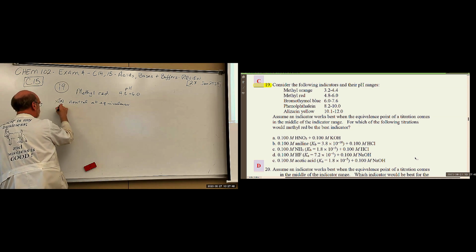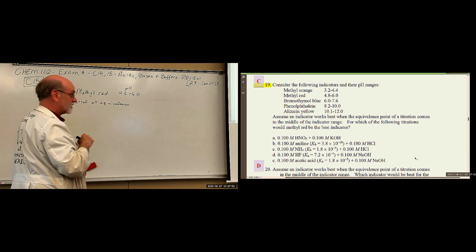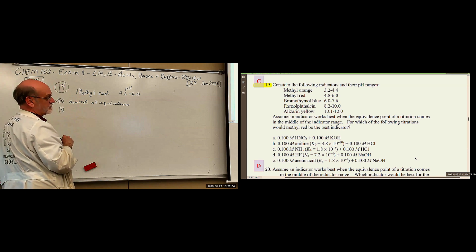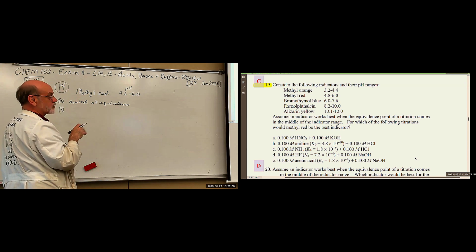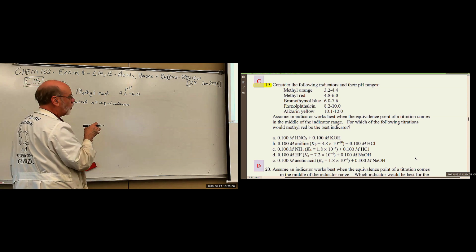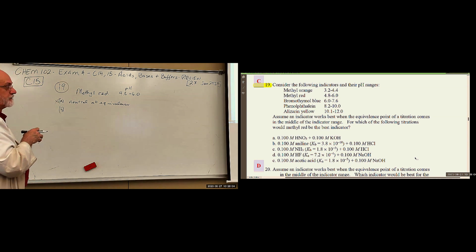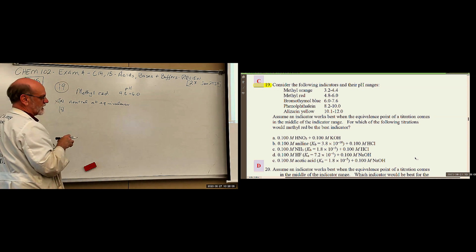How about B? Aniline and HCl. Well, okay, we're going to titrate aniline with HCl. So where does it change pH? That's the question. So we have to set up.